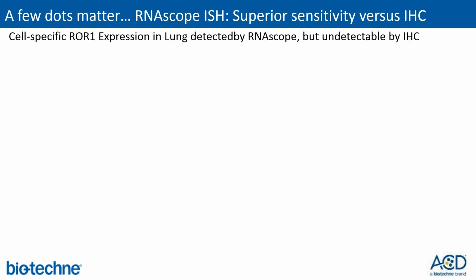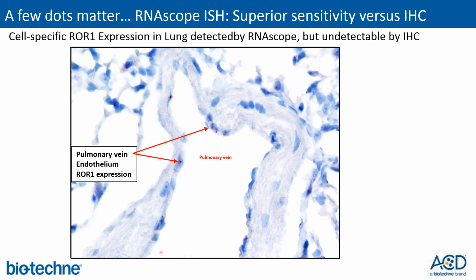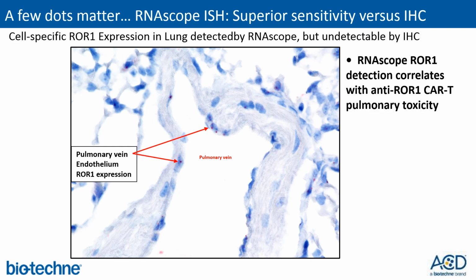The next few slides will illustrate examples of the sensitivity achieved with RNAscope and how that compares to other methods like IHC and qPCR. We do like to emphasize the fact that a few dots matter most often, and that's what we can detect with the RNAscope assay. In this example, this is an image of an RNAscope assay performed on a mouse lung, where the probe is detecting the RO1 expression in pulmonary vein endothelial cells. This was in relation to a CAR T-cell program, and it was this level of expression which, when these mice were treated with anti-RO1 CAR T-cells, resulted in pulmonary toxicity.